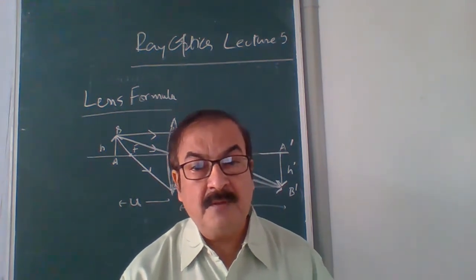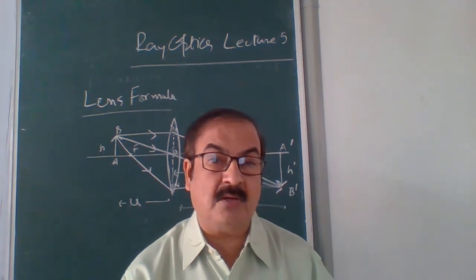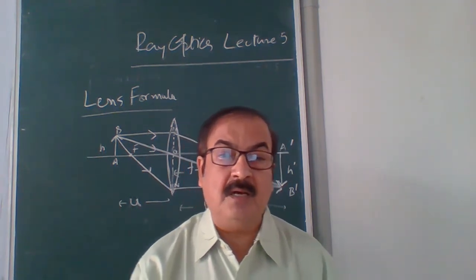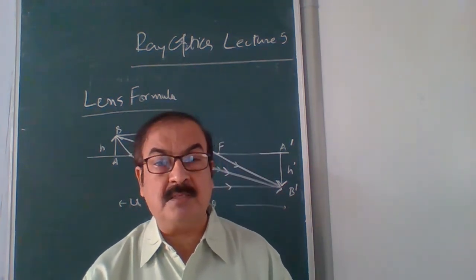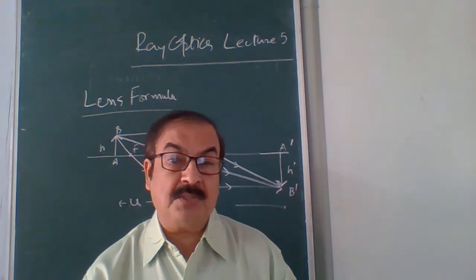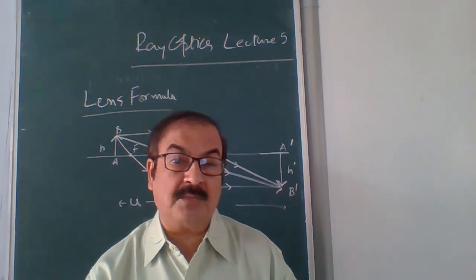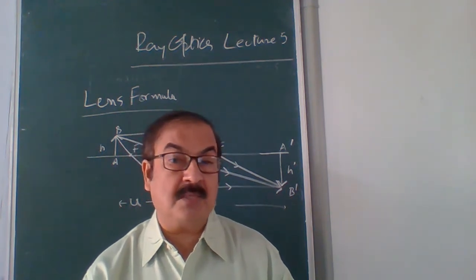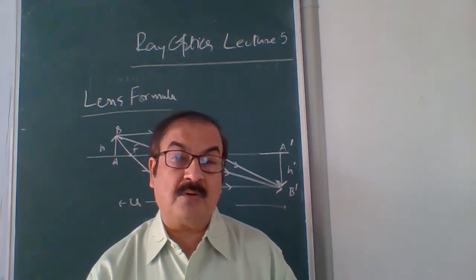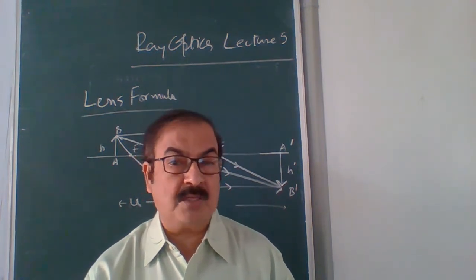We know the position of the object is always considered to be u with respect to the origin, which is always taken at the optical center, and the position of the image, or the distance of the image from the optical center, is v, and the position of the focus from the optical center of the lens is the focal length f. We know a lens always has two foci, focus 1 and focus 2. We have explained in the previous lecture what focus 1 and focus 2 are.